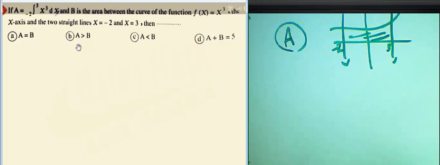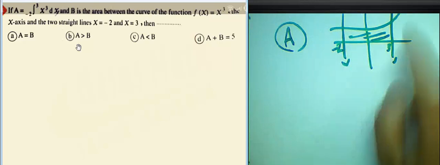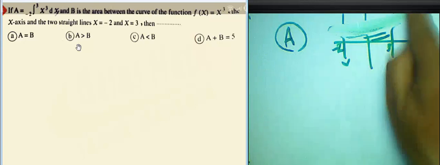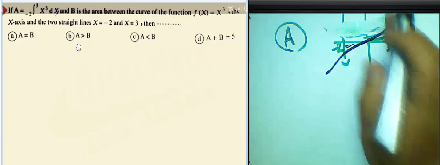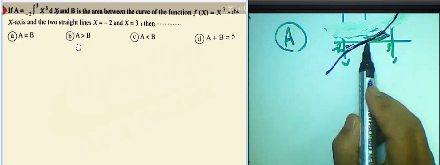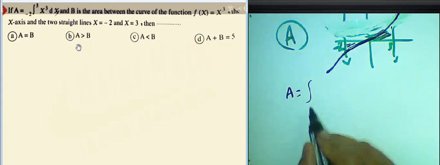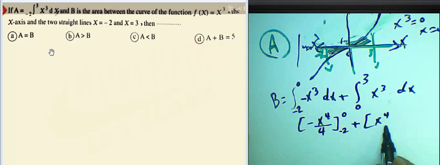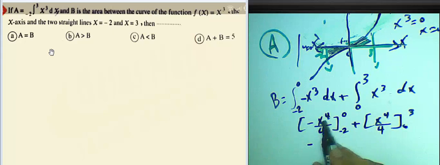We know the integration here from negative 2 to 3, because he gave us this function in the example, it was cubic. So we can find this area and this area, from negative 2 to 0 and 0 to 3 about this curve. Then we can write the area equals the integral from negative 2 to 0 plus x power 4 over 4 from 0 to 3. But at x equals 0 it will be 0, subtract by negative 2 here, power 4 equals 16, and negative times negative equals positive, 16 divided by 4 equals 4.